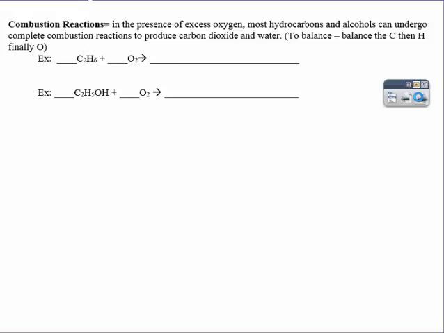So for that first one, we have a hydrocarbon. It's made out of carbon and hydrogen. We added oxygen, so we're going to produce carbon dioxide and water. For the second example, it's an alcohol. We have carbon, hydrogen, and oxygen. And we have oxygen as a reactant. So we're going to produce carbon dioxide and water.